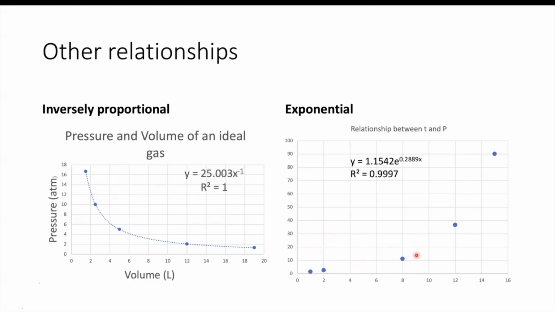But this is a curve upwards. So it's different from inverse. Inverse was curving downwards. Our exponential is curving upwards. Okay. Now we could have curves going in either direction, and the equations can get complicated, and that's why you look at the R squared to tell you what's the best fit. But this is what an exponential fit looks like.